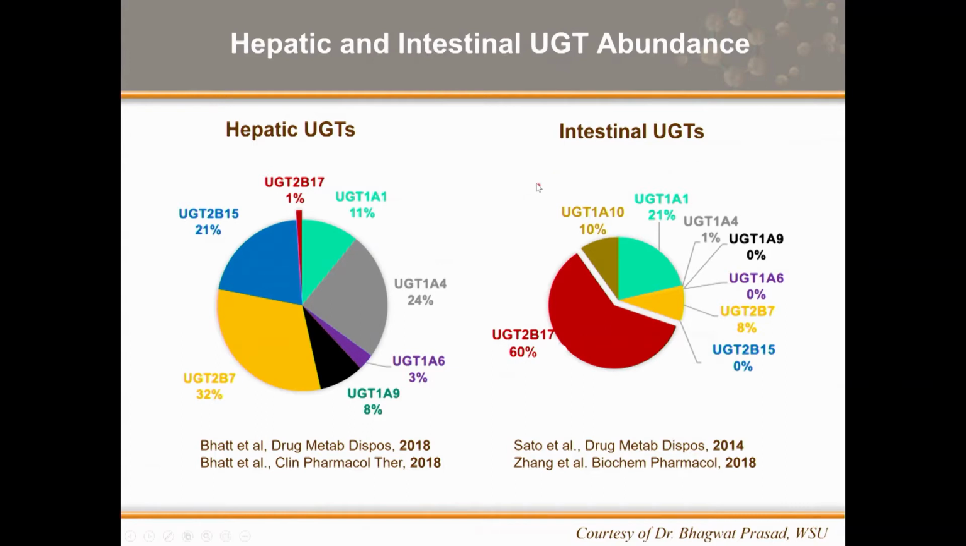So for example, in the liver, UGT2B7 is the most abundant isoform, followed by UGT2B15, whereas in the intestine, UGT2B17 is the most abundant isoform. It represented a very small fraction of what was present in the liver. And this is important for understanding which of these isoforms are going to be more important for glucuronidation in the liver and intestine.